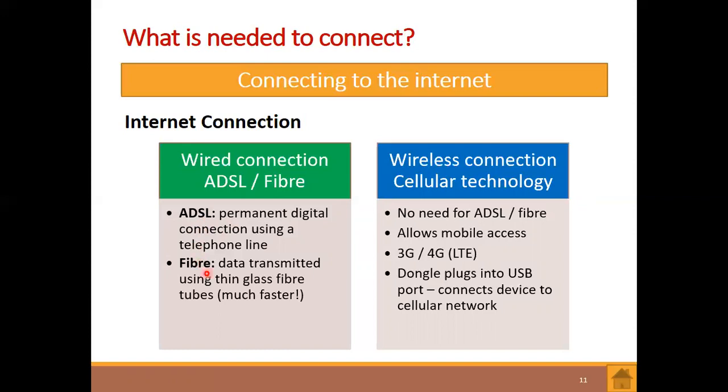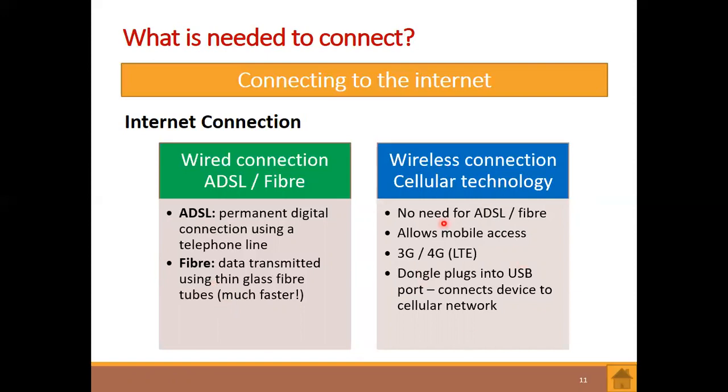Then fiber is one of the most exciting developments in fast internet connection for homes and businesses. Data is transmitted along thin glass fiber tubes, making it much faster than the electrical transmission over copper cables used in ADSL. So fiber to the home, which is known as FTTH, is rolling out the fiber cables to homes and small businesses.